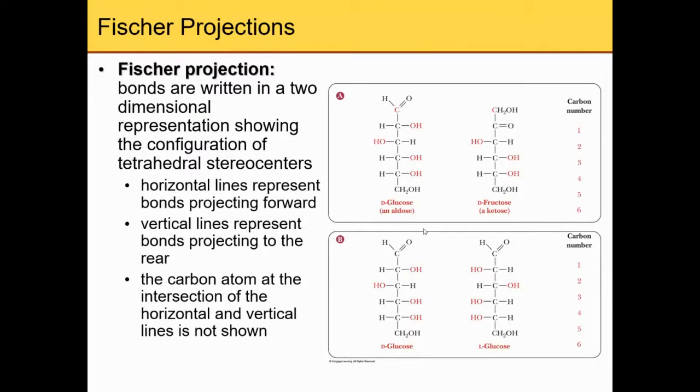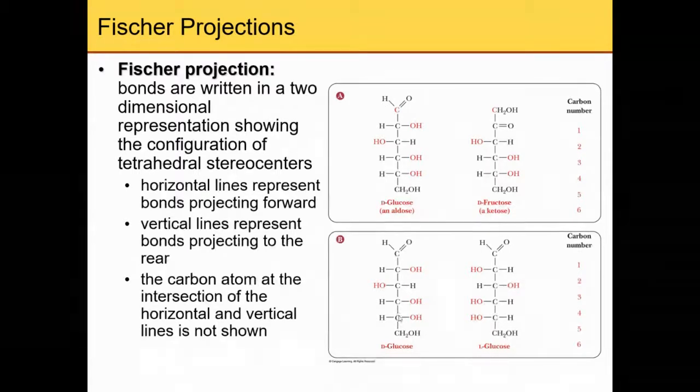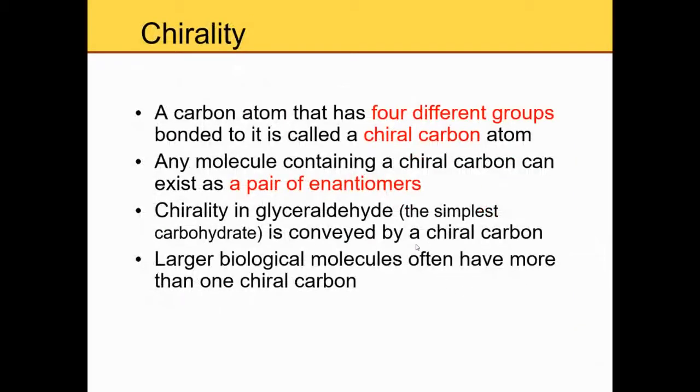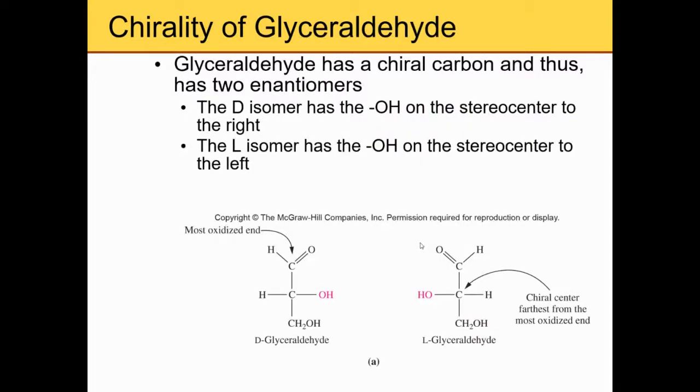So this is a Fischer projection. This is glucose, and this is fructose. Here's the aldehyde, and this is the ketose. And then this is D-glucose and D-fructose. Now here we explain how to determine D and L.